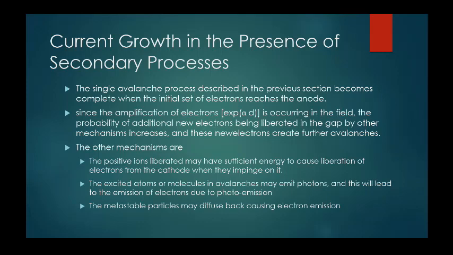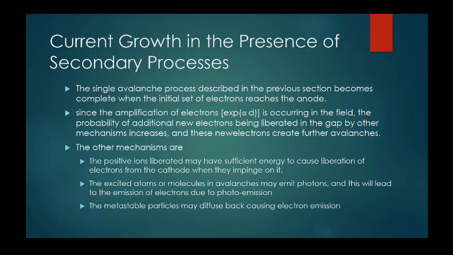And two, the excited atoms or molecules in avalanches may emit photons, and this will lead to emission of electrons due to photoemission. And three, the metastable particles may diffuse back, causing electron emission.